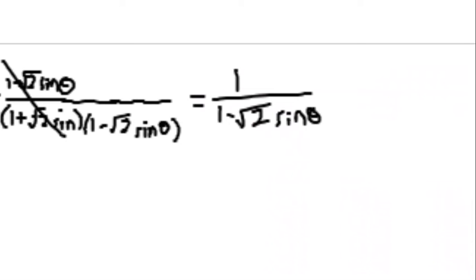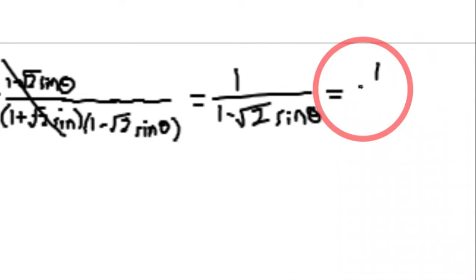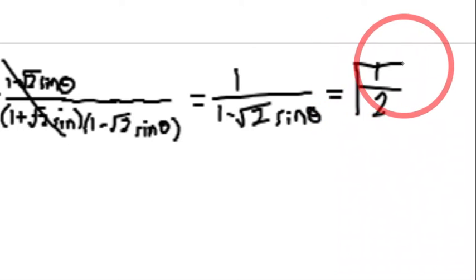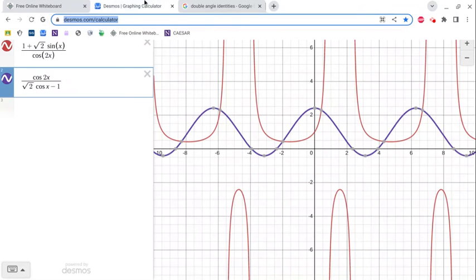Multiplying that by the square root of 2, you're going to get 1. But this time, because it's being subtracted from 1, it's going to add. So 1 minus a negative, it's going to be positive. So that leaves us with our limit being 1/2. That's your final answer. Let's go check it in Desmos.